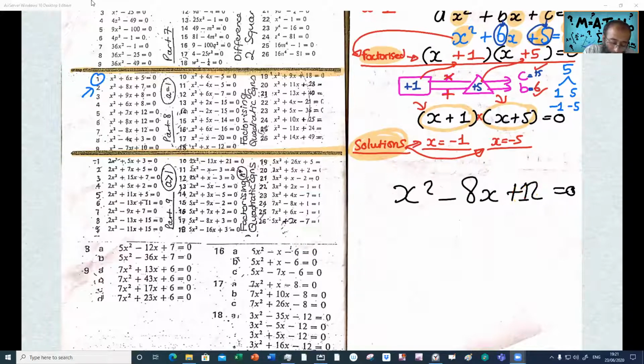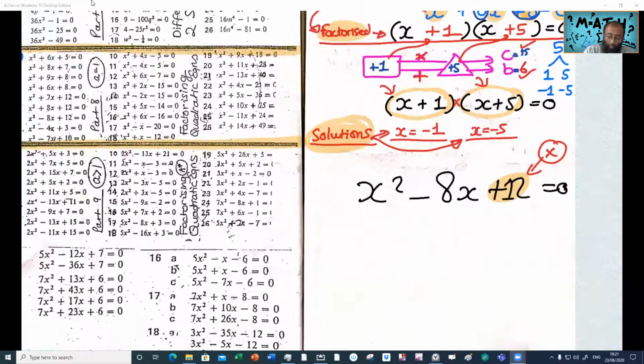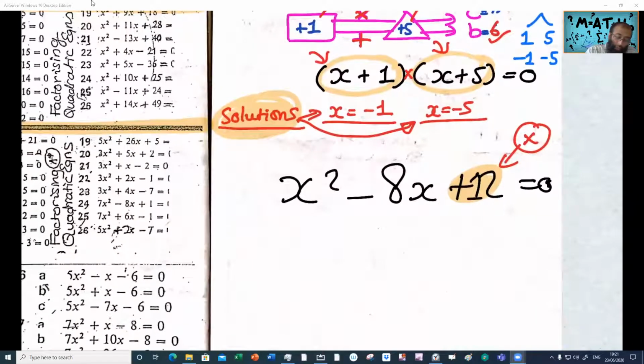So we are looking for two numbers that multiply to give you what number? 12. And we want the same two numbers to add to give me what? 8. Are you sure it's 8? Yeah, minus 8. Don't forget the minus belongs to 8. So you're looking for two numbers that times to give you plus 12 and add up to give you minus 8.